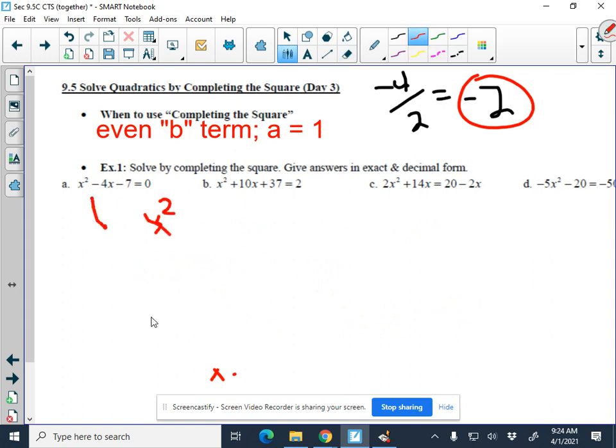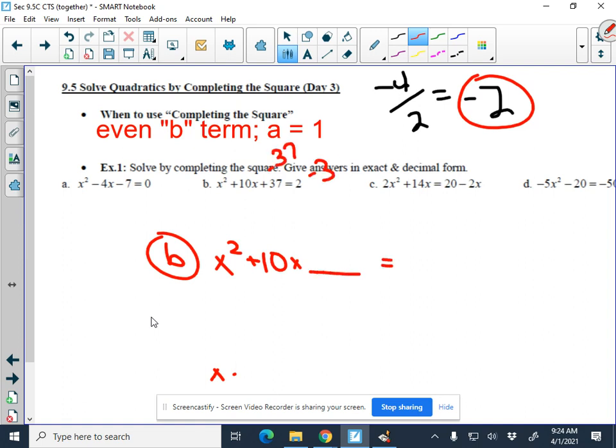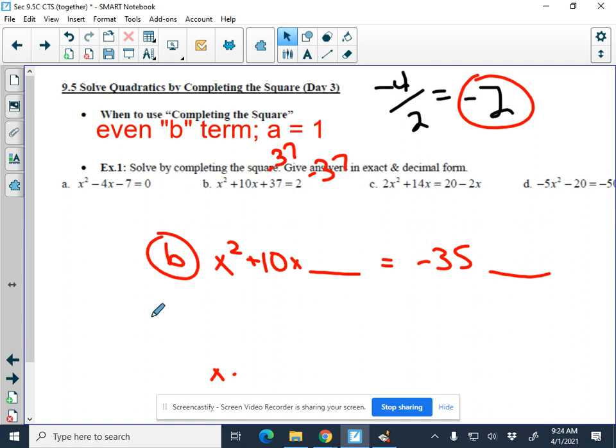Let's take this x squared. I'm going to move down a little bit. That part of the board is always kind of wrinkly. So x squared plus 10x, we're going to put in a blank, equals. Now I'm going to subtract 37 from each side. So over here I get negative 35. And then another blank. We have to figure out what goes in the blank.